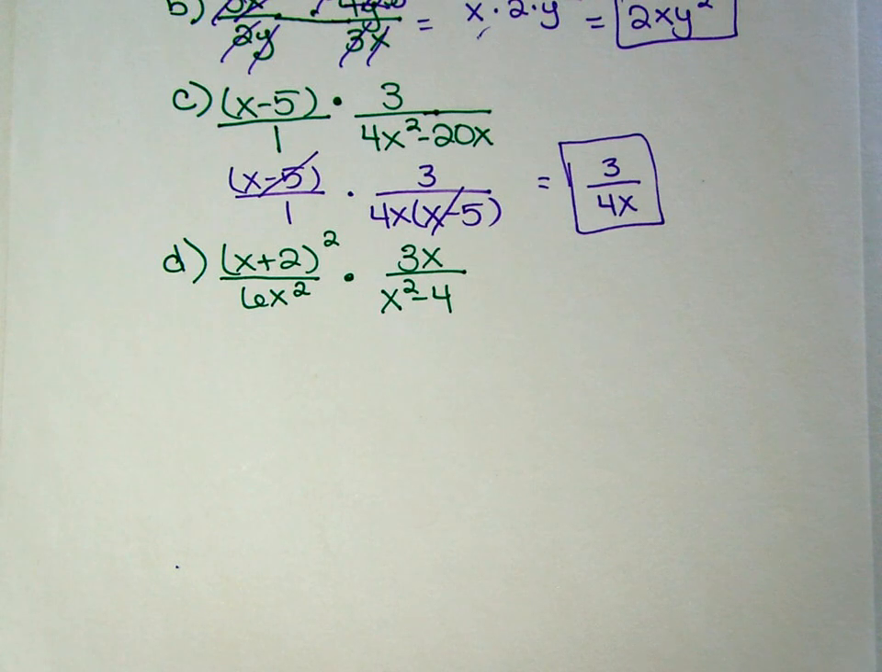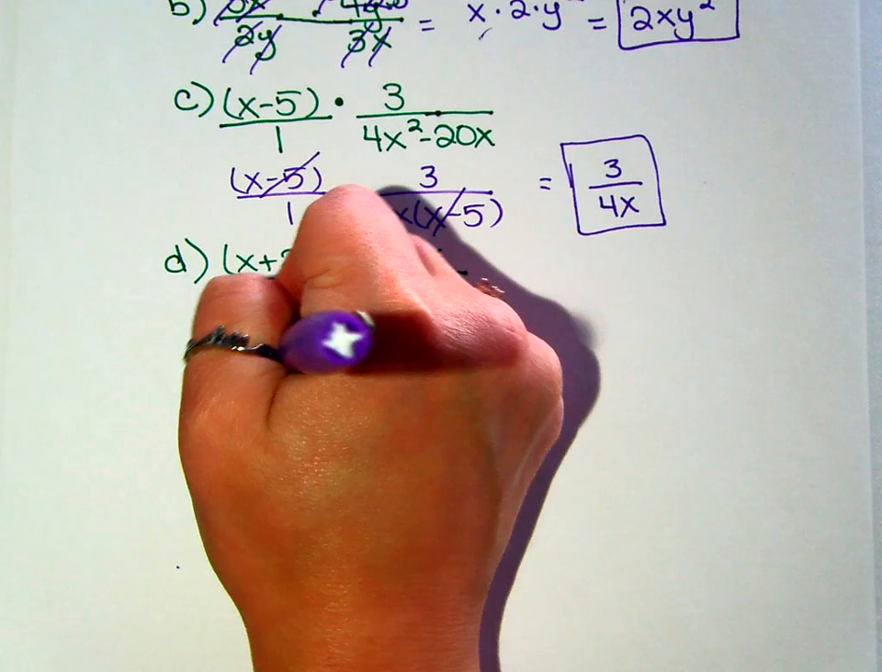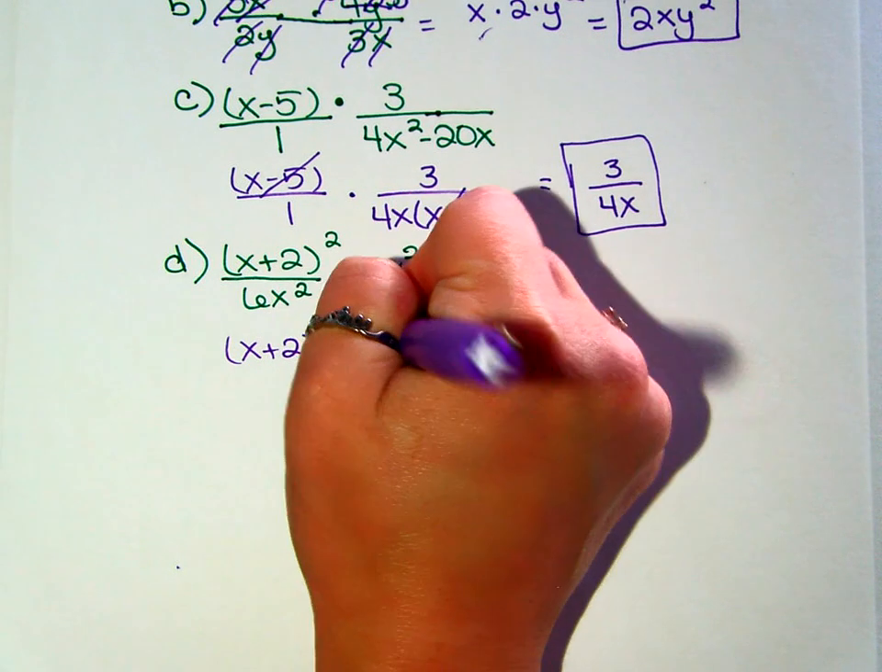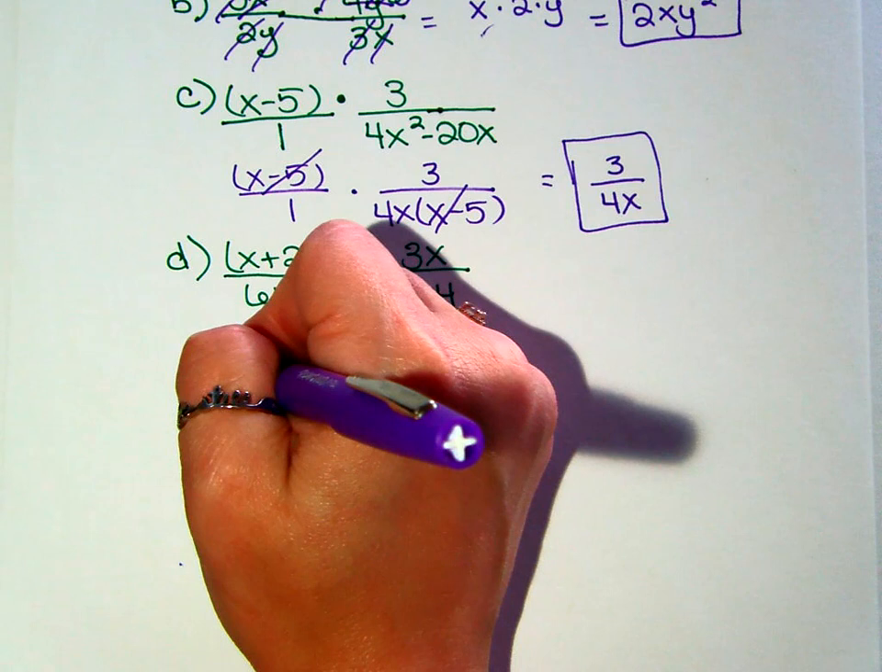So before I do my multiplying, I'm going to do some factoring and try and get some common factors on top and on bottom that I can cancel out. I'm going to write the x plus 2 quantity squared out a little bit. That way, if I have another x plus 2 on bottom that I can cancel, it's going to be a little bit easier to see.